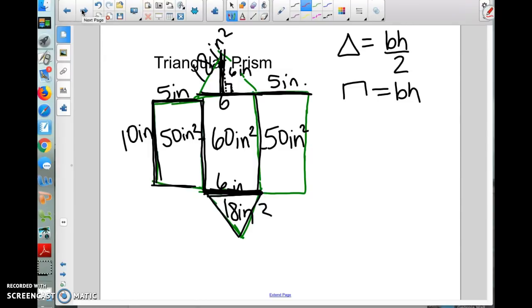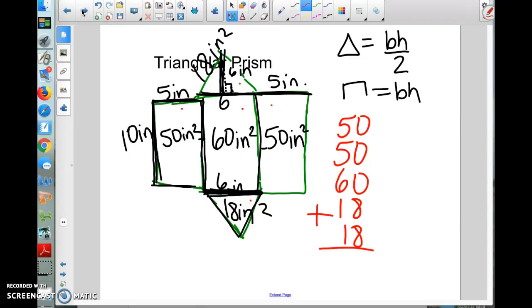And on this you have 5 shapes. 1, 2, 3, 4, 5. So I have 2 50s, a 60, and 2 18s. You need to add all of those together. When you do that, you will get 196 inches squared. Again, that's the surface area.